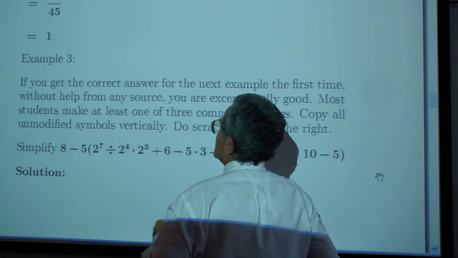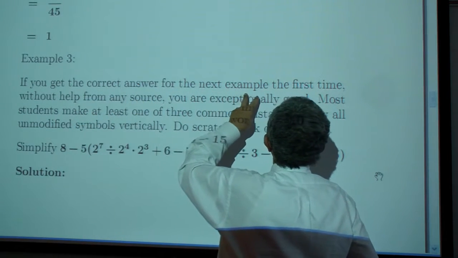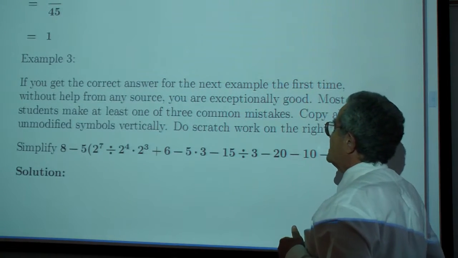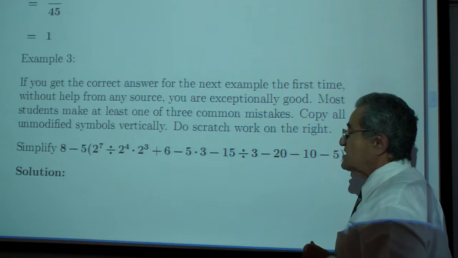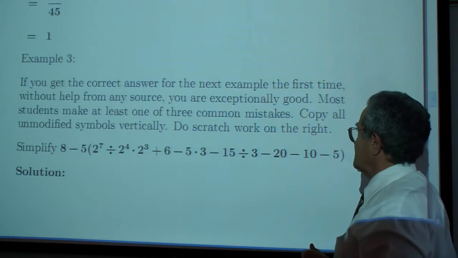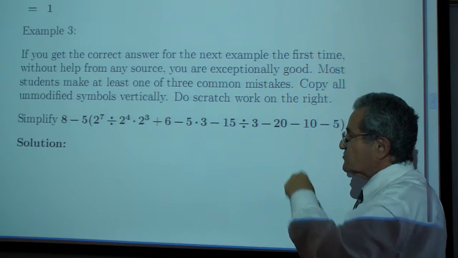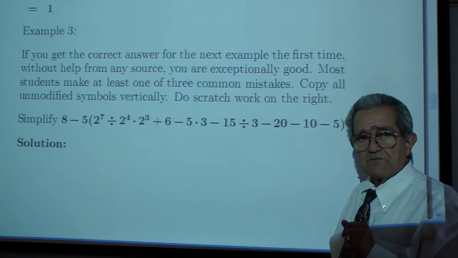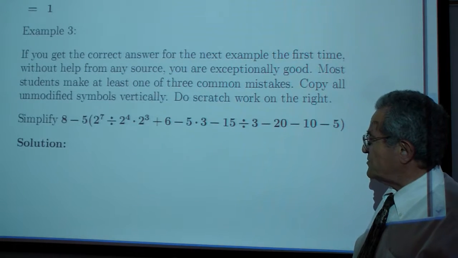Example 3. If you get the correct answer to the next example the first time without help from any source, you are exceptionally good. Most students make at least one of 3 common mistakes. So let's see what you can do. Here we are. You want to copy it and work with it? Stop the video, and when you're done, go check. See how well you did.